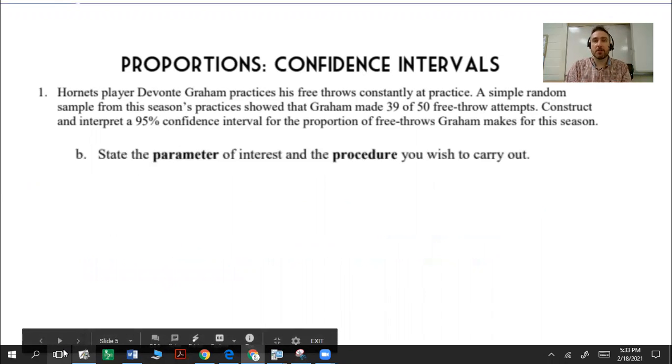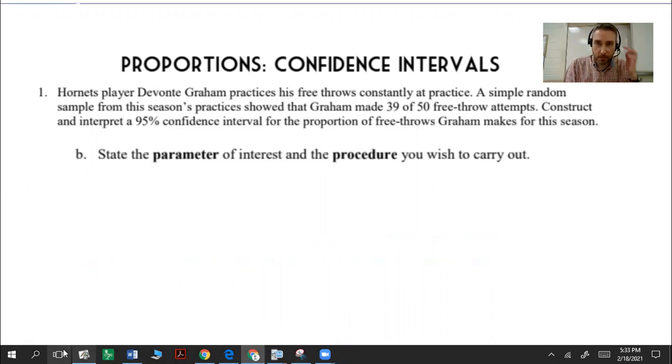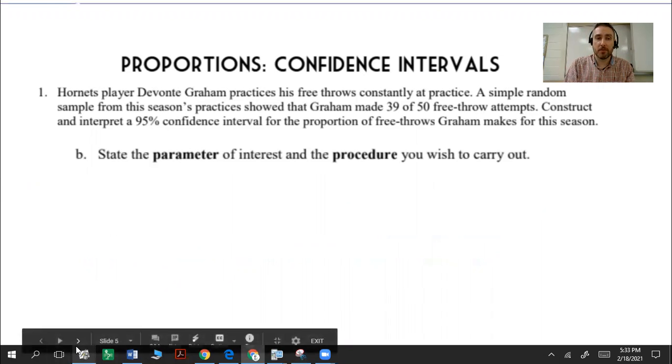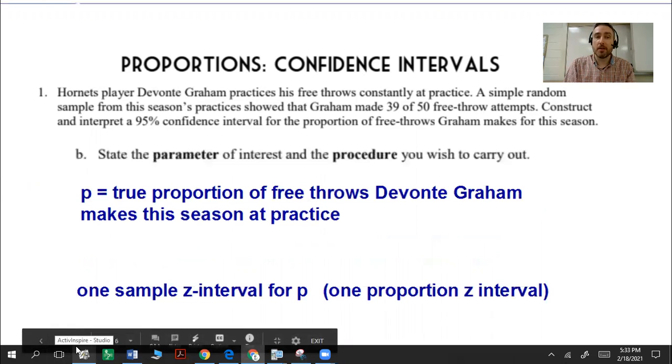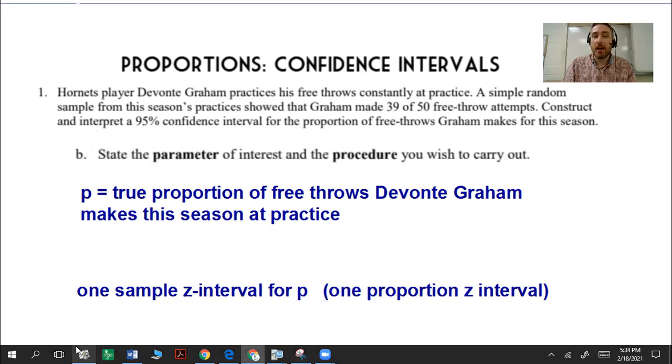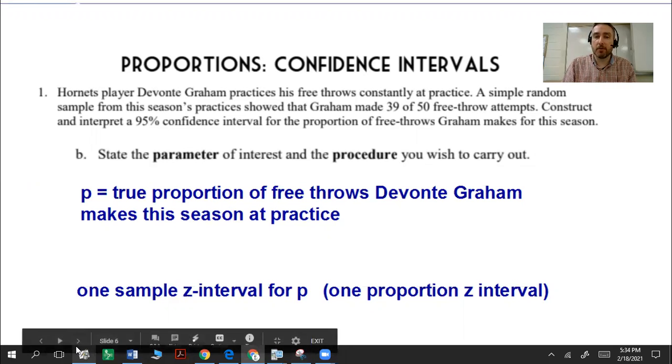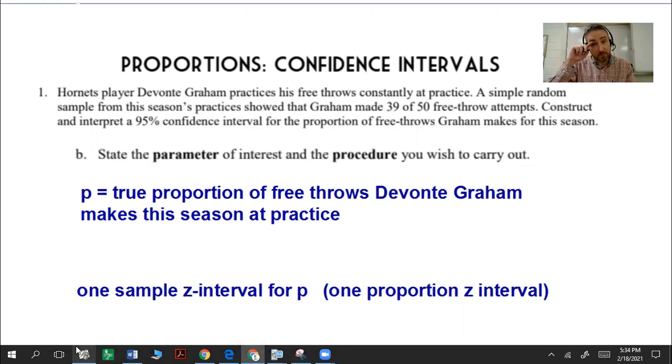State the parameter of interest and the procedure you wish to carry out. Well, we're looking for a proportion. So our goal is to figure out a one proportion z interval, since we are trying to estimate that proportion. So the p would be the true proportion of free throws Devonte Graham makes at this practice for the season. And we want to do a one sample z interval for p, and it's a one proportion z interval in your calculator.